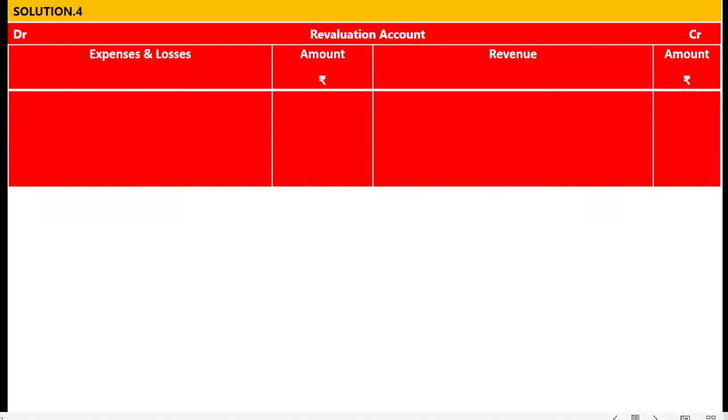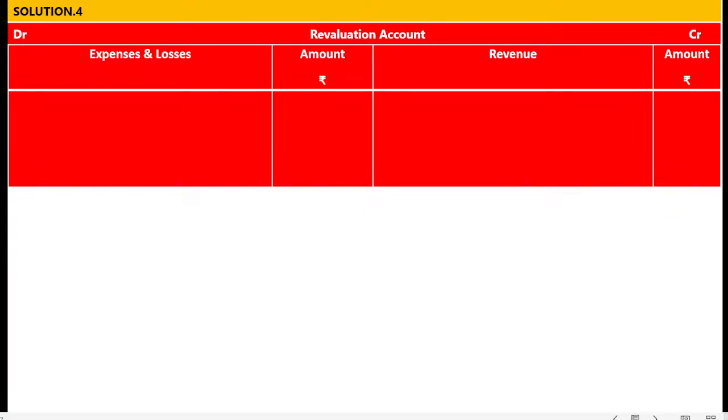Let us start the solution. Solution to concept number 4. Revaluation account. Draw the revaluation account like this. Debit side, credit side. Left hand side, debit, expenses and losses, amount rupees. Right hand side, revenue, income, profit, gain, amount rupees. You can use both the side particulars. Now there is an increase in the PDD. When there is an increase in the PDD, you should write on the revaluation account debit side. If there is a decrease in the PDD, you should write on the credit side of the revaluation account.